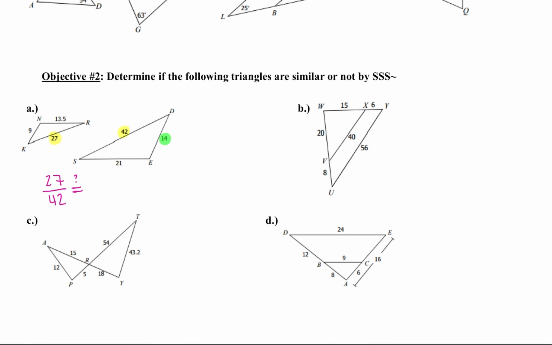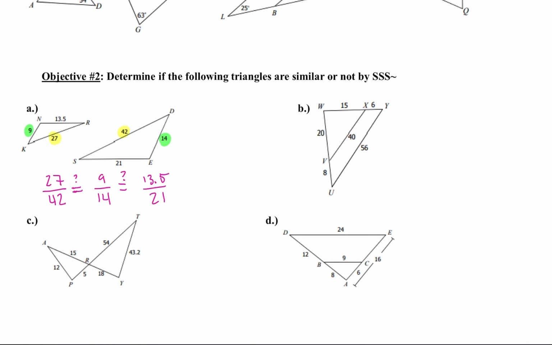So the next side looks like it's the smallest one, which is the 14, and the smallest one over here is the 9. So since I did 27 over 42, I need to do 9 over 14. Keep that same pattern going. So 9 over 14 equals question mark. And that leaves us with the last one, which is the 13.5 divided by 21.